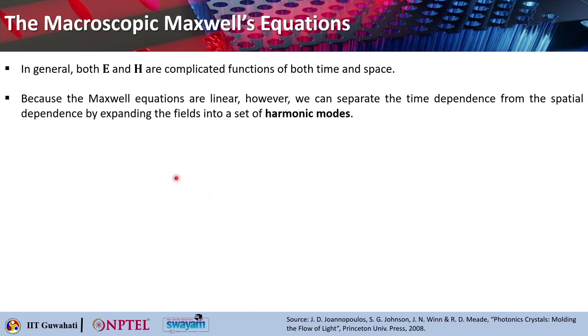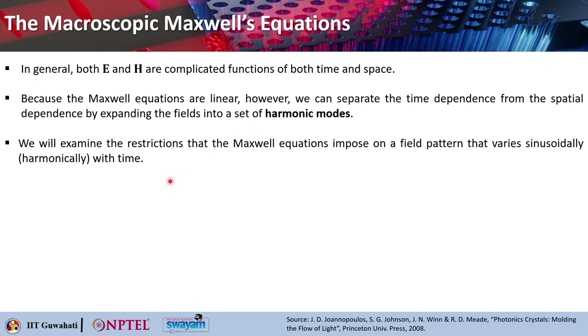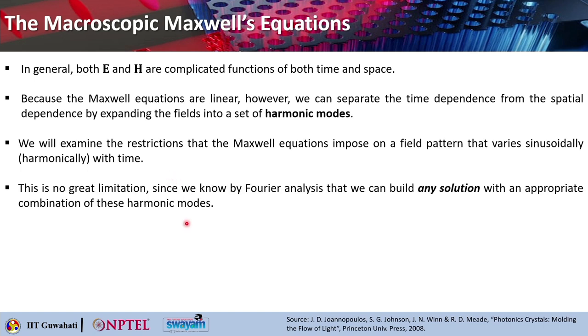In general, both E and H fields are complicated functions of both time and space. Because Maxwell's equations are linear, however, we can separate the time dependence from the spatial dependence by expanding the fields into a set of harmonic modes. We will examine the restrictions that Maxwell's equations impose on a field pattern that varies sinusoidally, or harmonically, with time. There is no great limitation, since we know that by Fourier analysis, we can build any solution with an appropriate combination of these harmonic modes.